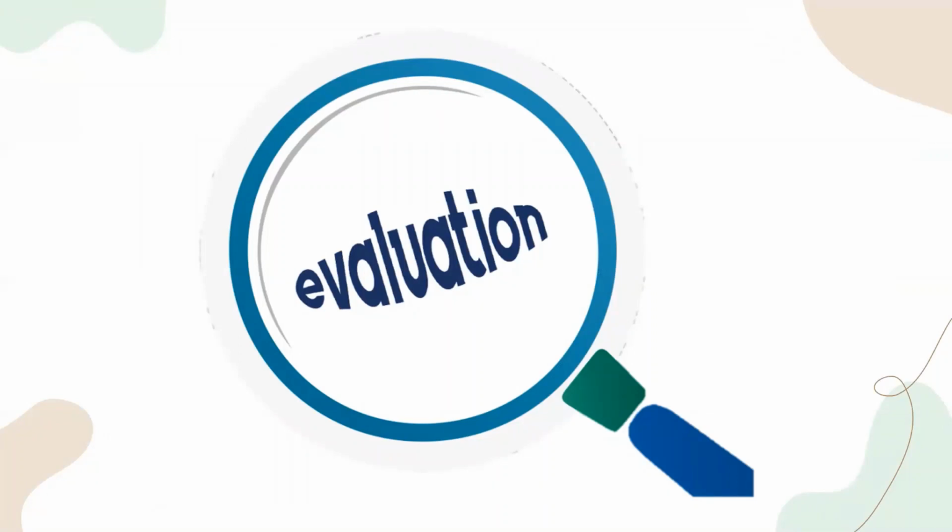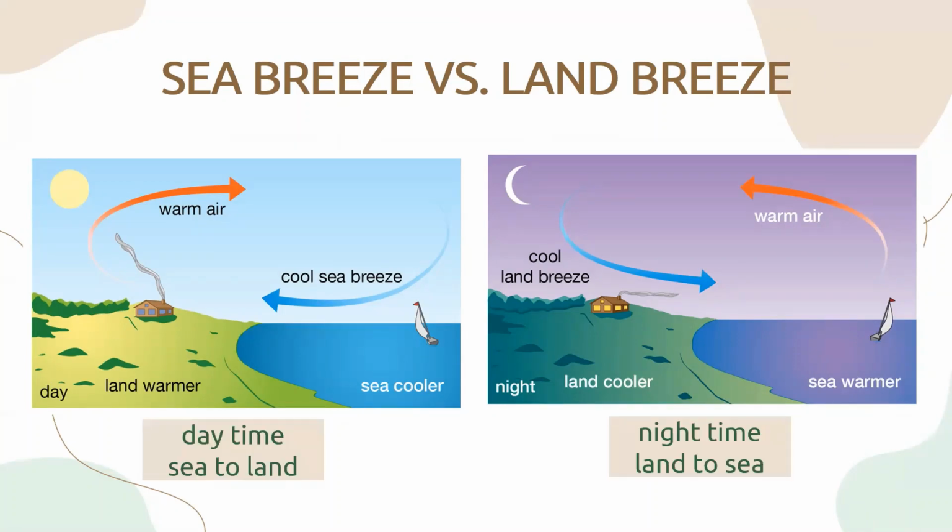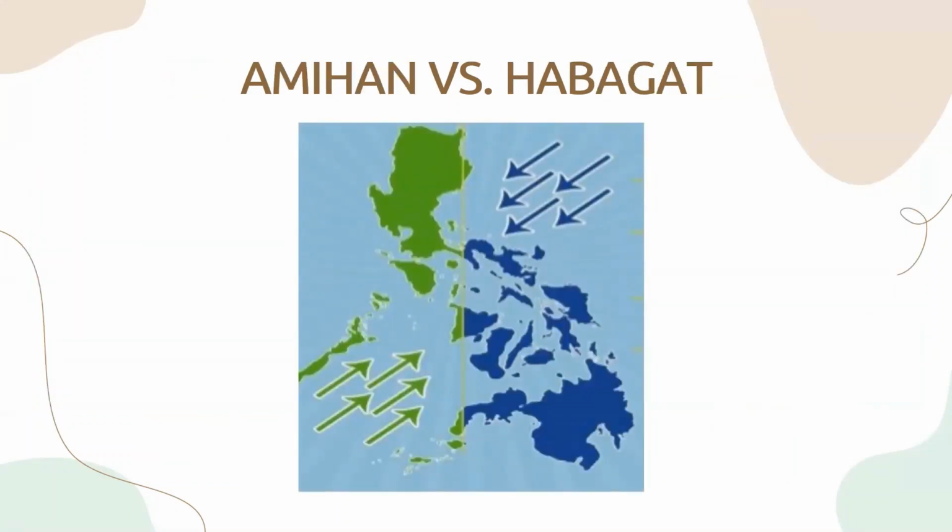It's evaluation time! Can you differentiate sea breeze from land breeze? Good job! Sea breeze happens during daytime when air moves from sea to land, while land breeze happens during nighttime where air moves from land to sea. How about amihan and habagat? What are the differences between the two kinds of monsoons?